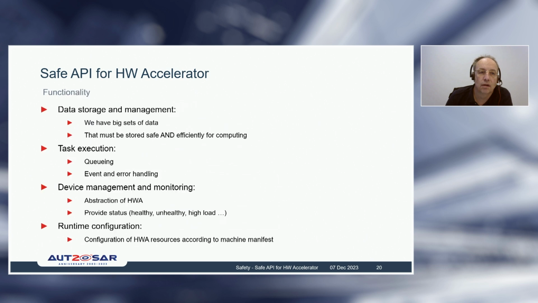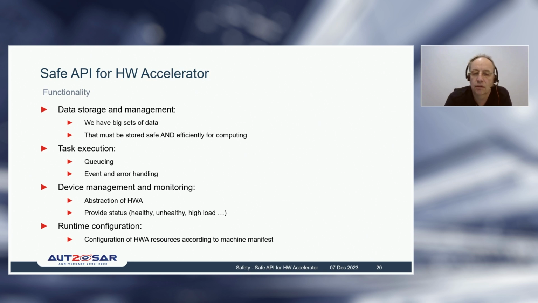Let's have a look at the functionality. What is the general functionality that is provided by Safe API for Hardware Accelerator? If you have a data-intensive computation, of course, this data has to be stored. It has to be stored efficiently for computing and also safe. So this is one main task of this hardware accelerator, the safe storage of a large amount of data. Then the task execution, simply it is asked to queue the different computing tasks to it, and event and error handling. That means getting the intermediate or final results. Was there an error, and what was the current result of a computation? So simply a kind of supervision of intermediate steps.